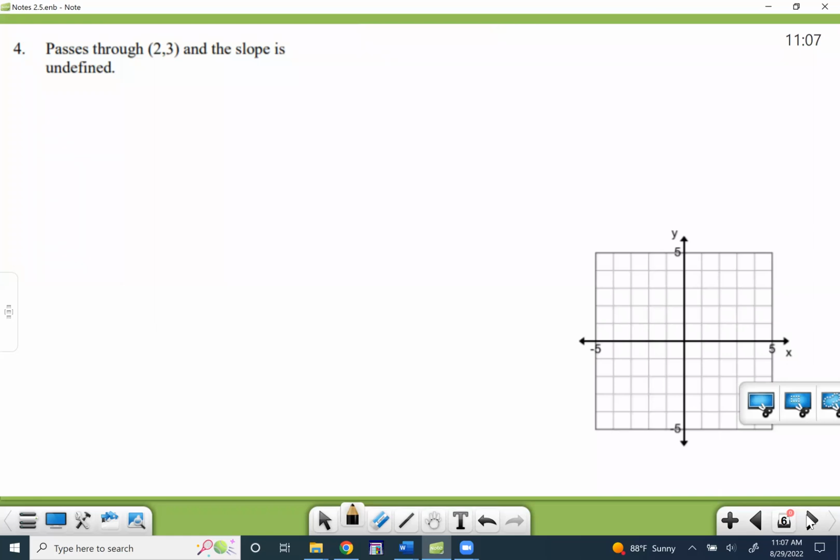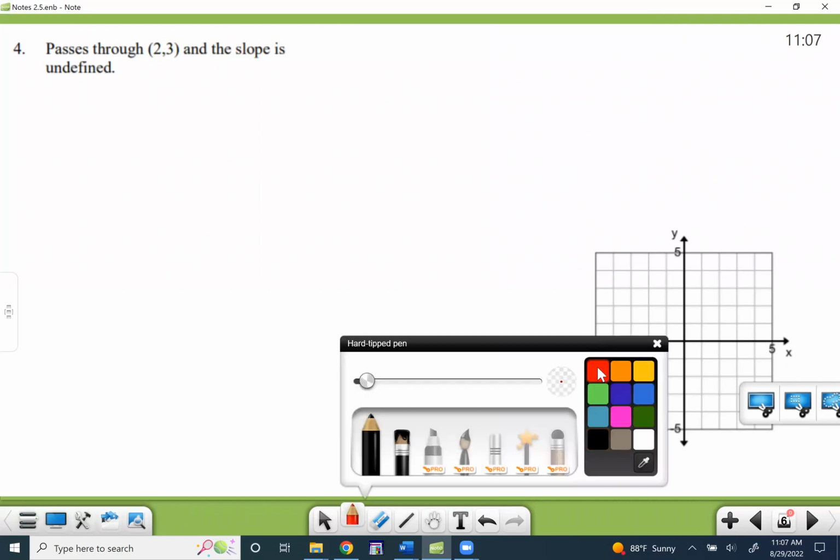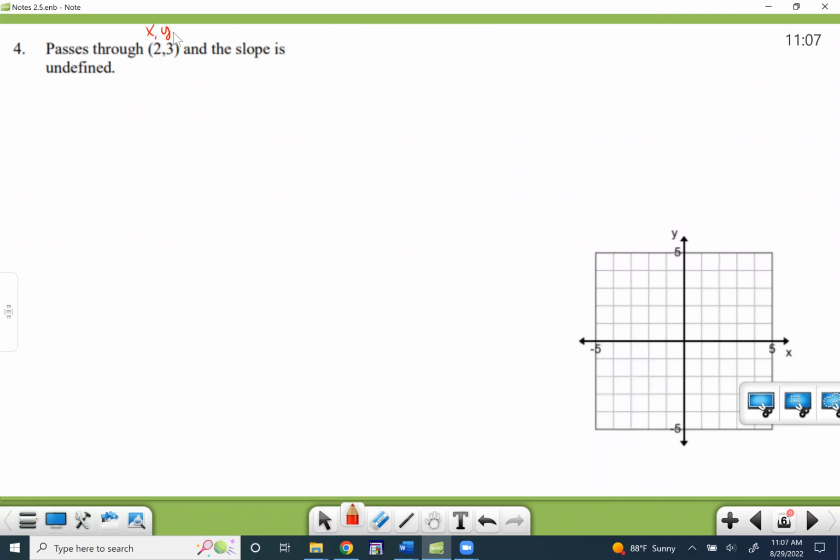Okay. All right, we want the line that passes through 2/3 and the slope is undefined, or 2/3. So this is my x1 and my y1, but we are missing the m, right?